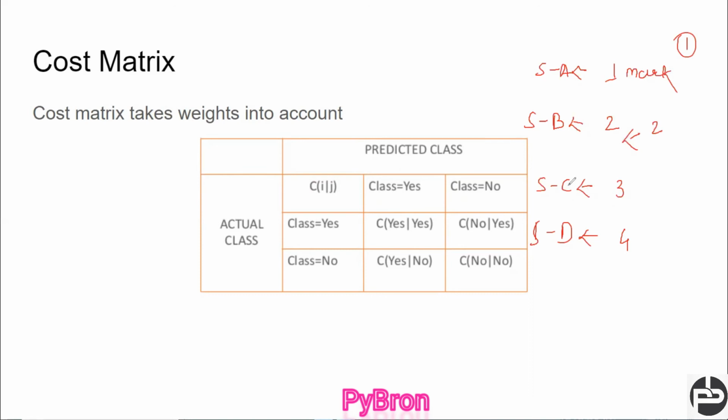And if you make a mistake in any single question from section C, 3 marks are going to be deducted from your total marks. Similarly, if you make a mistake in any one question from section D, then automatically 4 marks are going to be deducted. So here I can say each question has its own weightage.